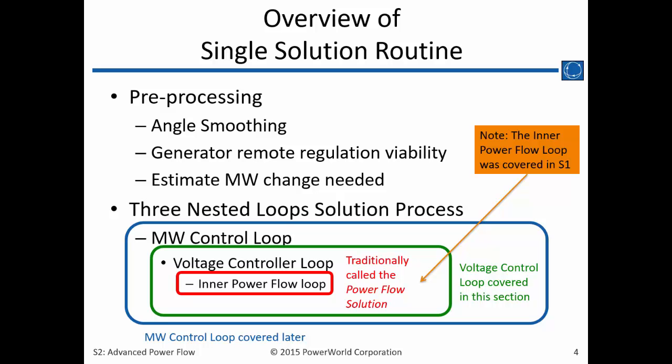And then we have the outer, or megawatt control, loop. That loop is responsible for determining if generation needs to be changed in order to meet load or changes in interchange, or to follow whatever type of generation control the generators, or the areas that the generators are contained in, have been set to use. It could be optimal power flow, it could be participation factor AGC, it could be economic dispatch, or something of that type.